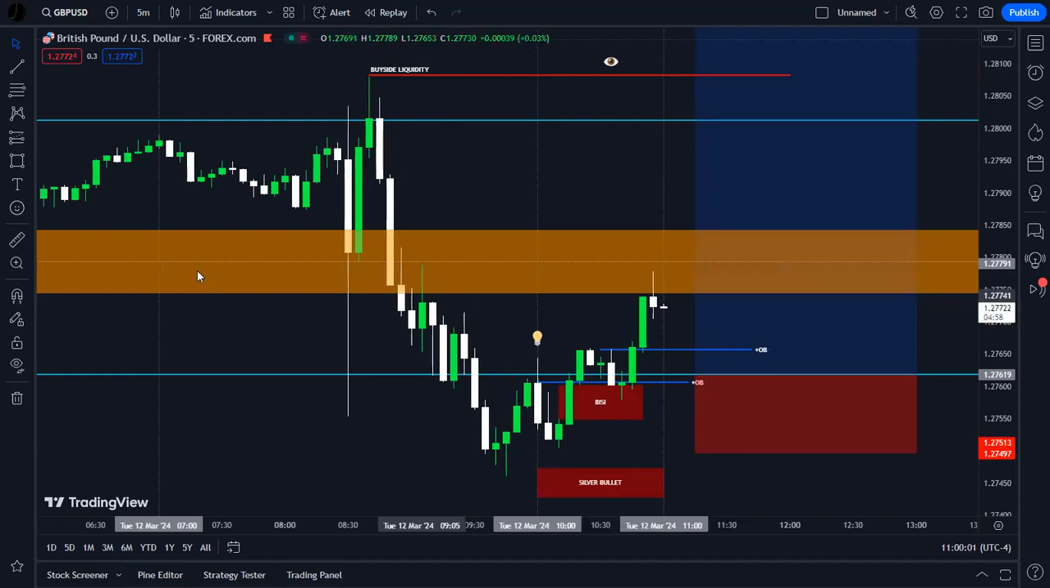Right there we have a gap. So we'd expect a dip into this, then expand higher. It's another BISI, and this is a bullish fair value gap right there.